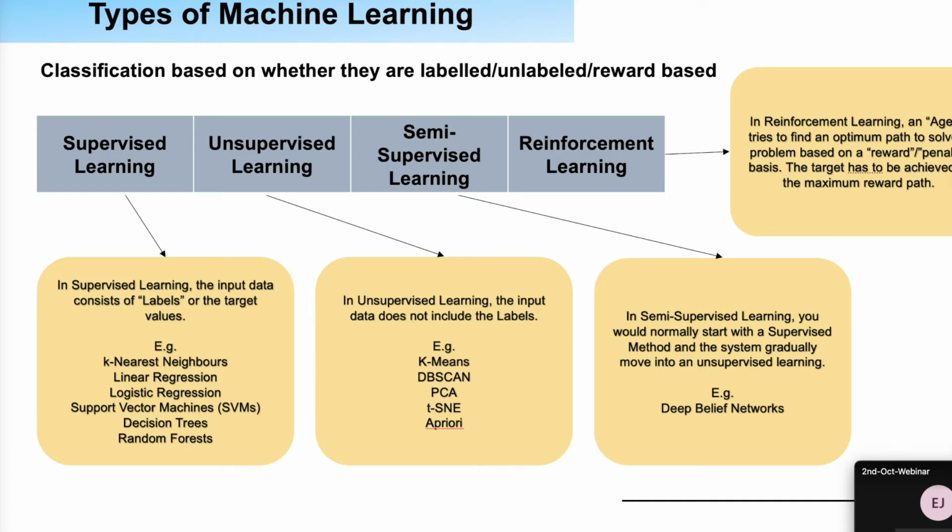Supervised learning is where you have a target value against your input features available. Now, what does that mean? Let's take an example. Let's say you are working for a financial institution. Let's say you are working for a bank.